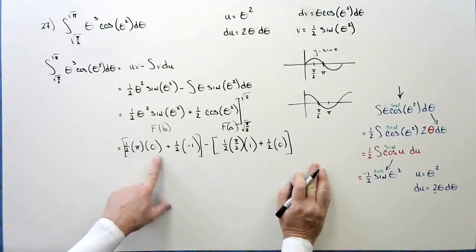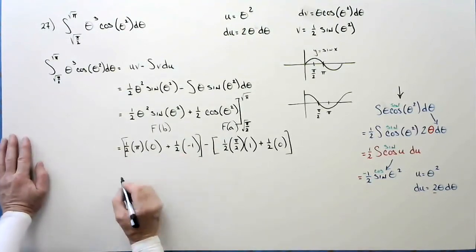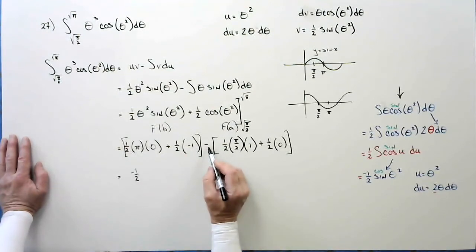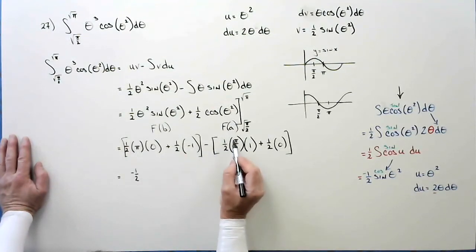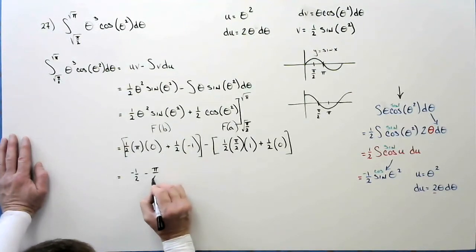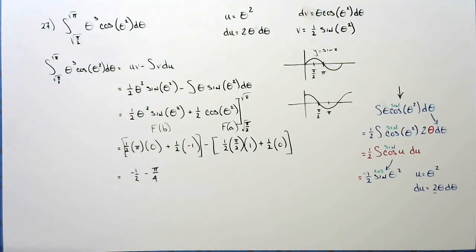So we have 1/2 times pi times 0, that's gone. Here we have -1/2. Here we have minus pi over 4, right? 1 times pi is pi, 2 times 2 is 4, so that's minus pi over 4. And here we have 1/2 times 0, which is 0. So we get -1/2 minus pi over 4.